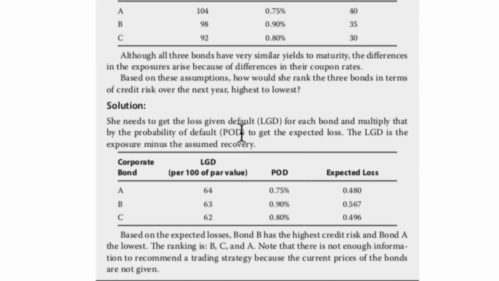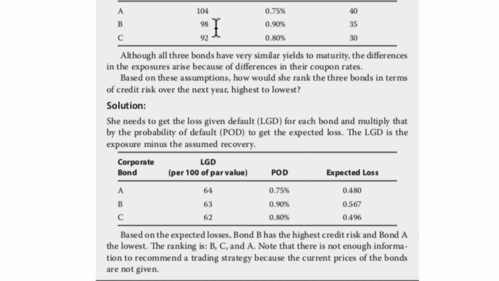She needs to get the loss given default for each bond and multiply that by the probability of default to get the expected loss. The loss given default is the exposure minus the assumed recovery. Here's how they do it. Bond A has an exposure of 104. The assumed recovery is 40 per 100 of par value. So we're assuming we're going to get 40 back on this one, not 40% of the 104, just 40 back. So 104 minus the 40 gives us 64. Multiply that by 0.75, and we get 0.48 as our expected loss.